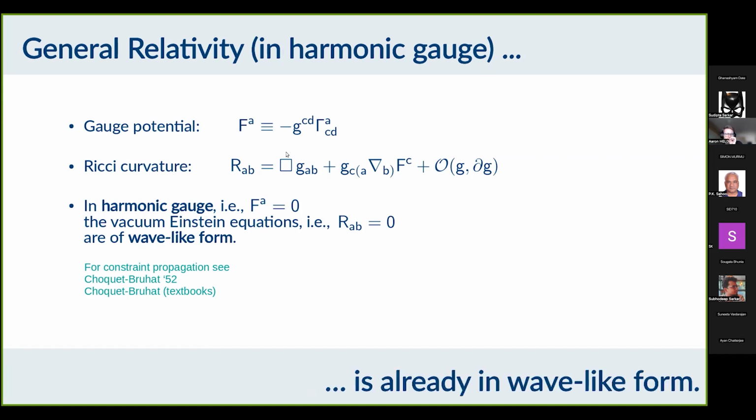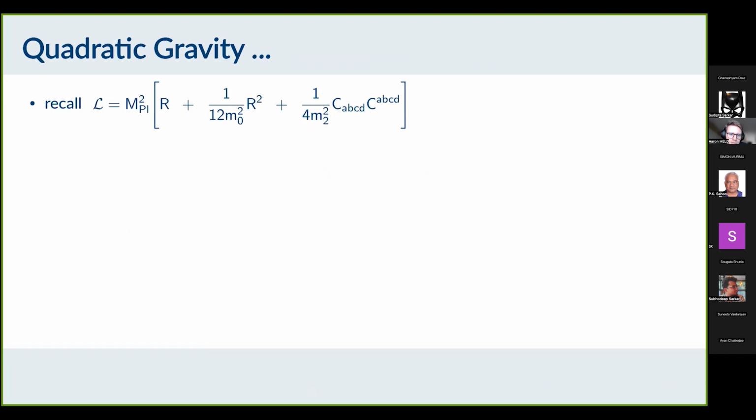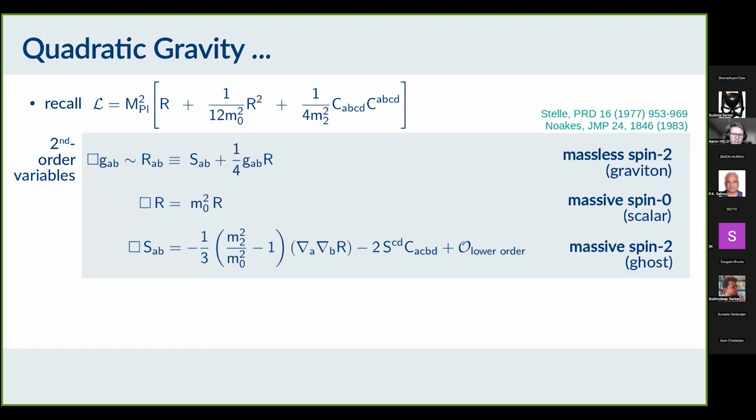So as I said, that's already in wave-like form. Now I'm going to take you through the quadratic gravity example, which is basically a brief summary of how Noakes proves that. So the first thing is exactly what we discussed: if you have the set of higher derivative equations, in this case, if you vary this Lagrangian or the respective action, you can look at Stella's paper, you obtain a fourth order equation of motion, right?